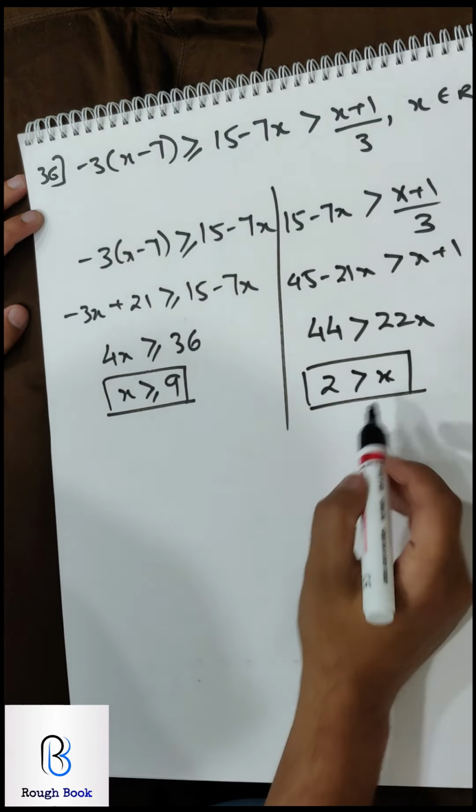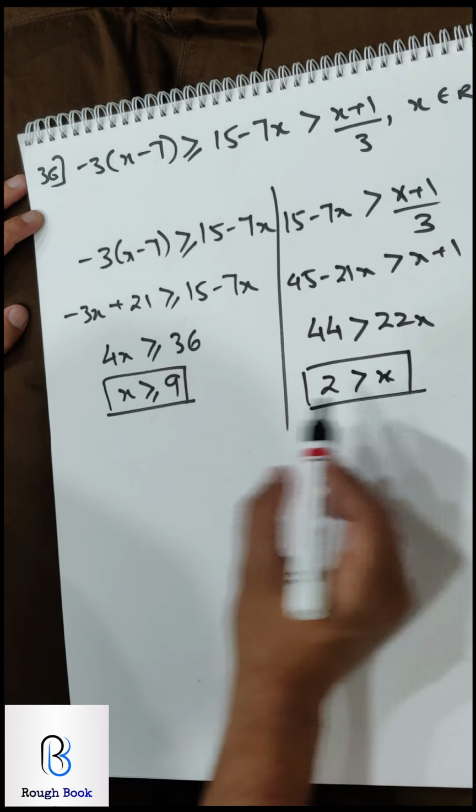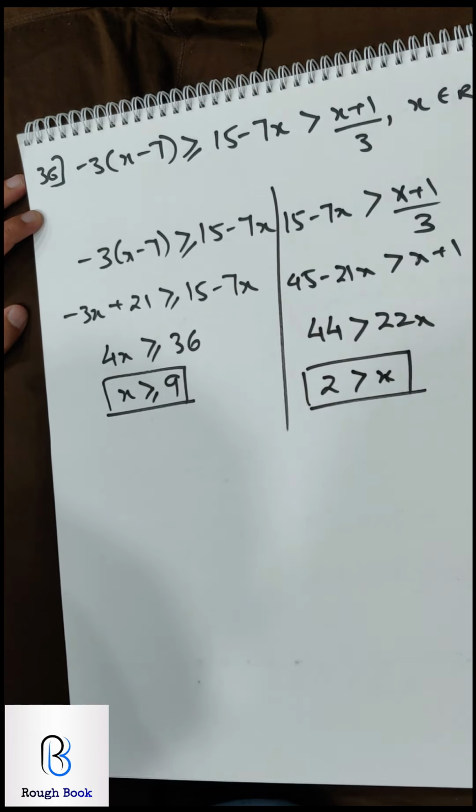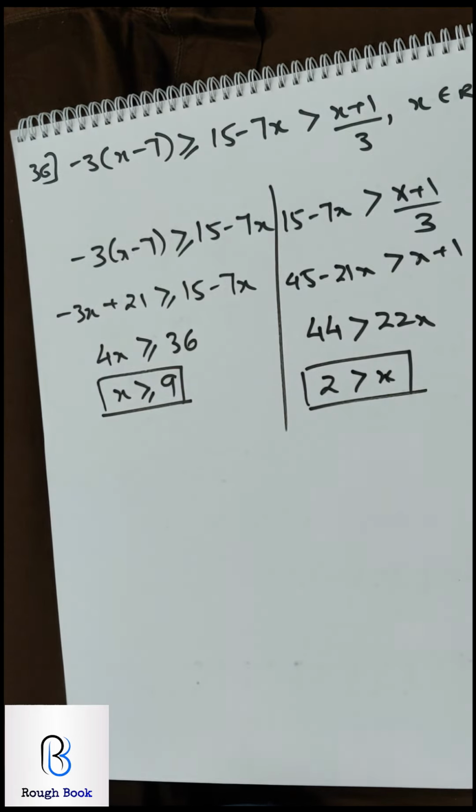But now here the problem is x is smaller than 2 and here they say x is bigger than or equal to 9. So either there is a catch or I have messed up the sum. So let's recheck. First let's check whether I have copied it correct. Minus 3x minus 7 less than or equal to 15 minus 7x, x plus 1 by 3 and x belongs to R. Alright, this is correct.